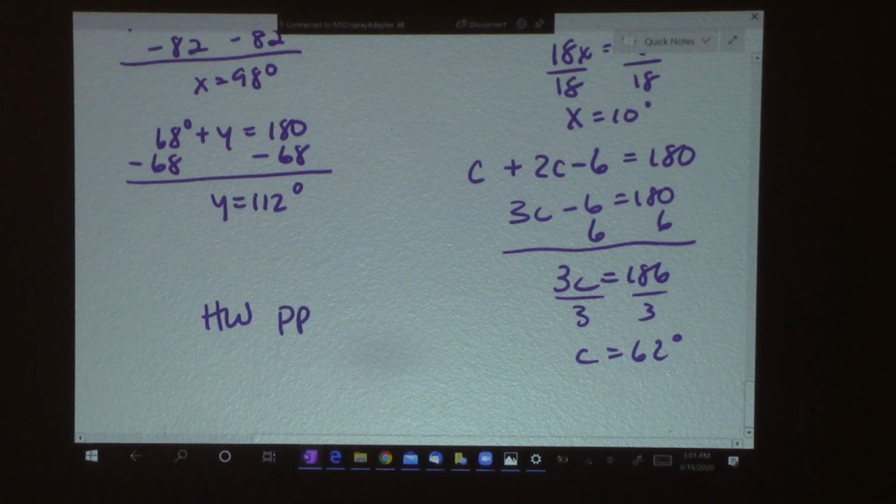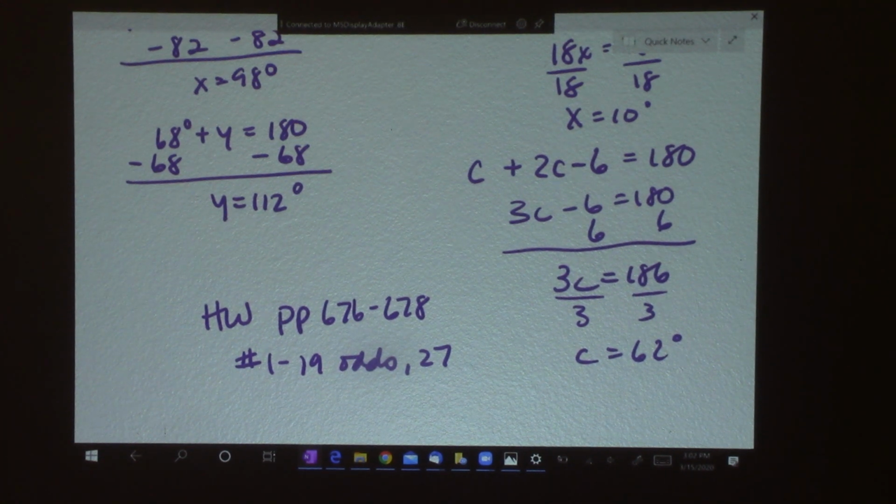10.4 is on page 676 to 678, and that is number 1 through 19 odds and 27, and that's all. So you feel free to pause it, and I'm going to start on the next lesson when you're ready.